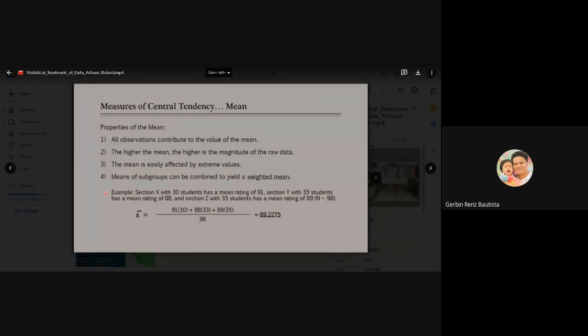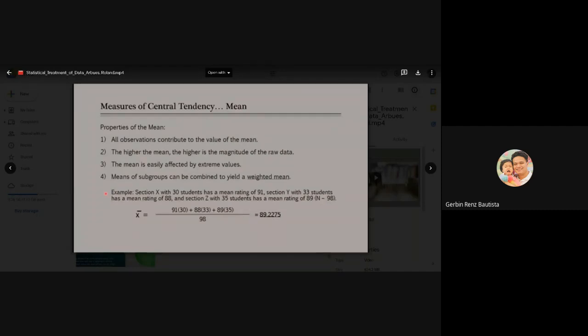For example, Section X with 30 students has a mean rating of 91, while Section Y with 33 students has a mean rating of 88, and Section Z with 35 students has a mean rating of 89. Our total population, therefore, is 98.